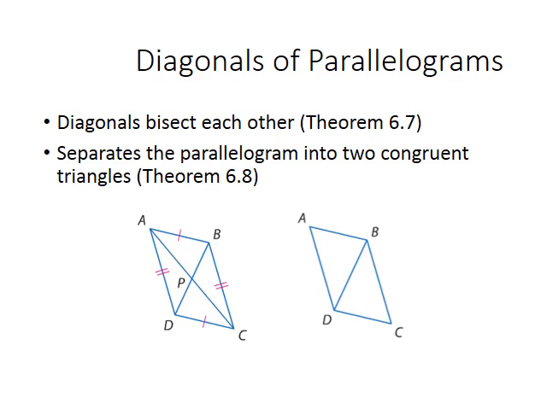Also, another fun fact, one diagonal by itself cuts the parallelogram into two congruent triangles. But we're really going to focus on this first part. The diagonals bisect each other. This here.